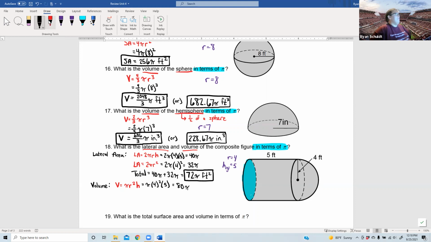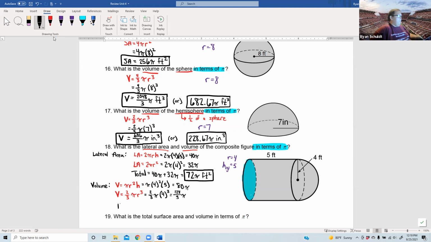And then for a hemisphere, we already talked about the volume of a hemisphere. We said it's 2/3 pi r cubed. It's going to be 2/3 pi times 4 cubed, which as a fraction gives us 128/3 pi.